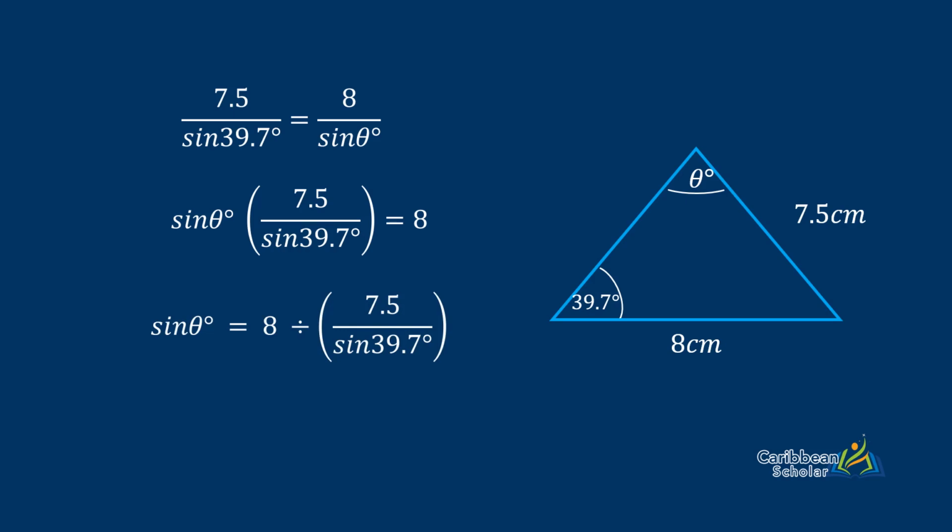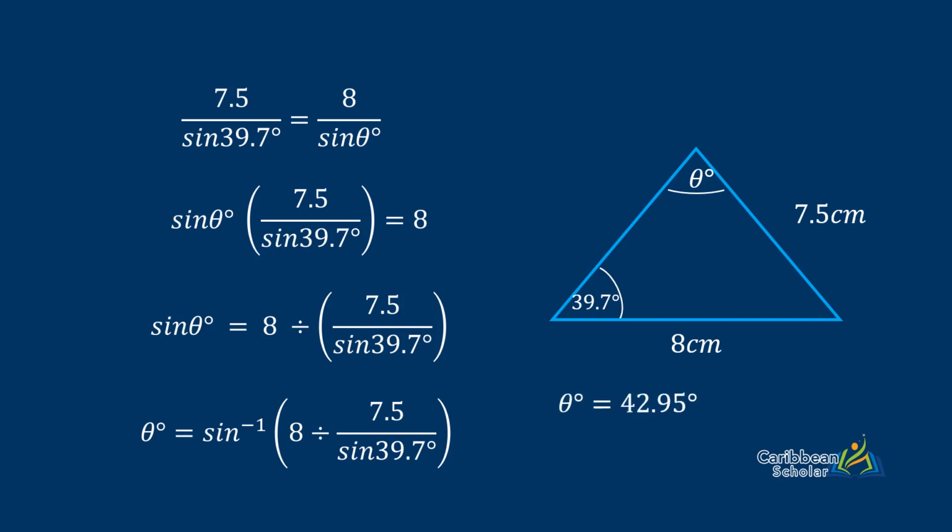Now, what we want to do is take the sine over to the other side. I know it looks messy, but when we are working out things like this, we want to leave putting stuff in the calculator until the very end. That way we could avoid any rounding errors. So our last step is that we have theta equals sine inverse of 8 divided by 7.5 over sine 39.7. And all you have to do is really take your time and put this in the calculator, and you will get the right answer, 42.95 degrees.